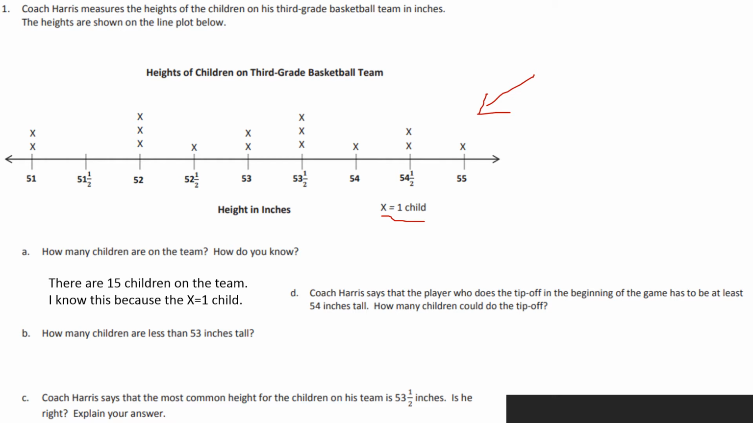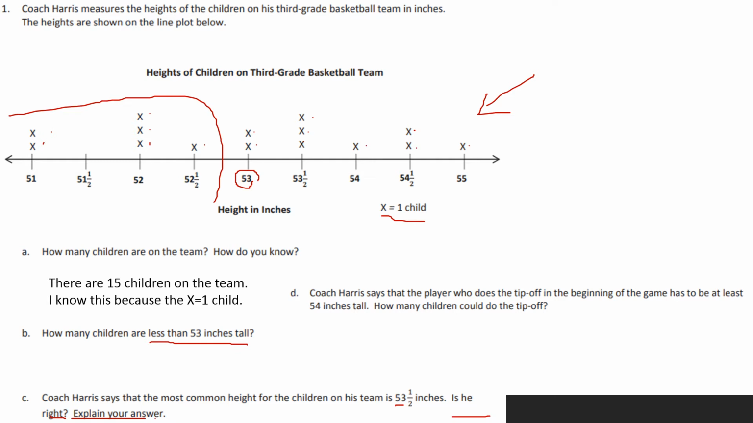And I counted. Let's check again. 1, 2, 3, 4, 5, 6, 7, 8, 9, 10, 11, 12, 13, 14, 15. Now you're going to tell me how many children are less than 53 inches tall. Here's the 53, so you want to tell me all of this, because this is less than 53 inches tall. Then Coach Harris says that the most common height for the children on his team is 53.5 inches. You're going to tell me if he is right and explain your answer.